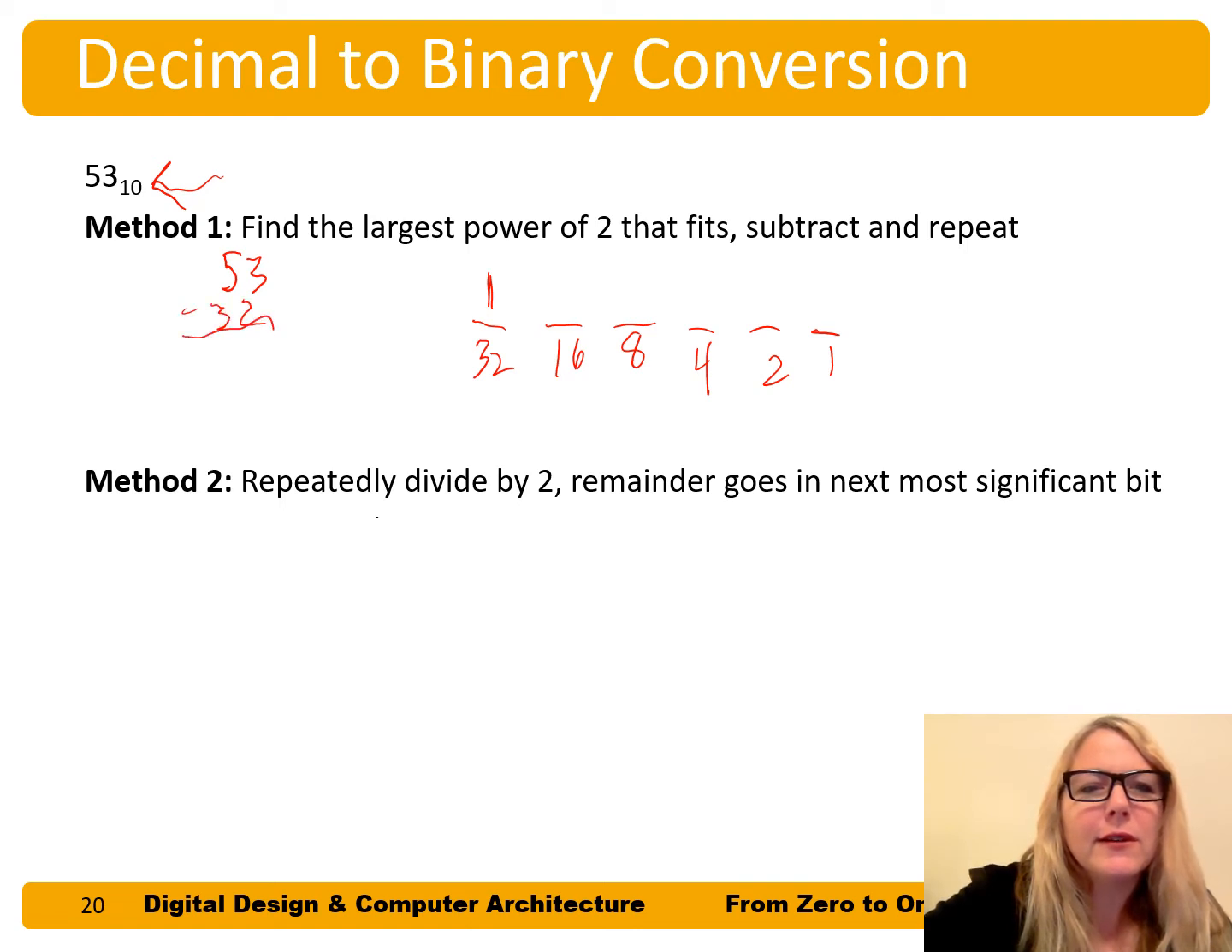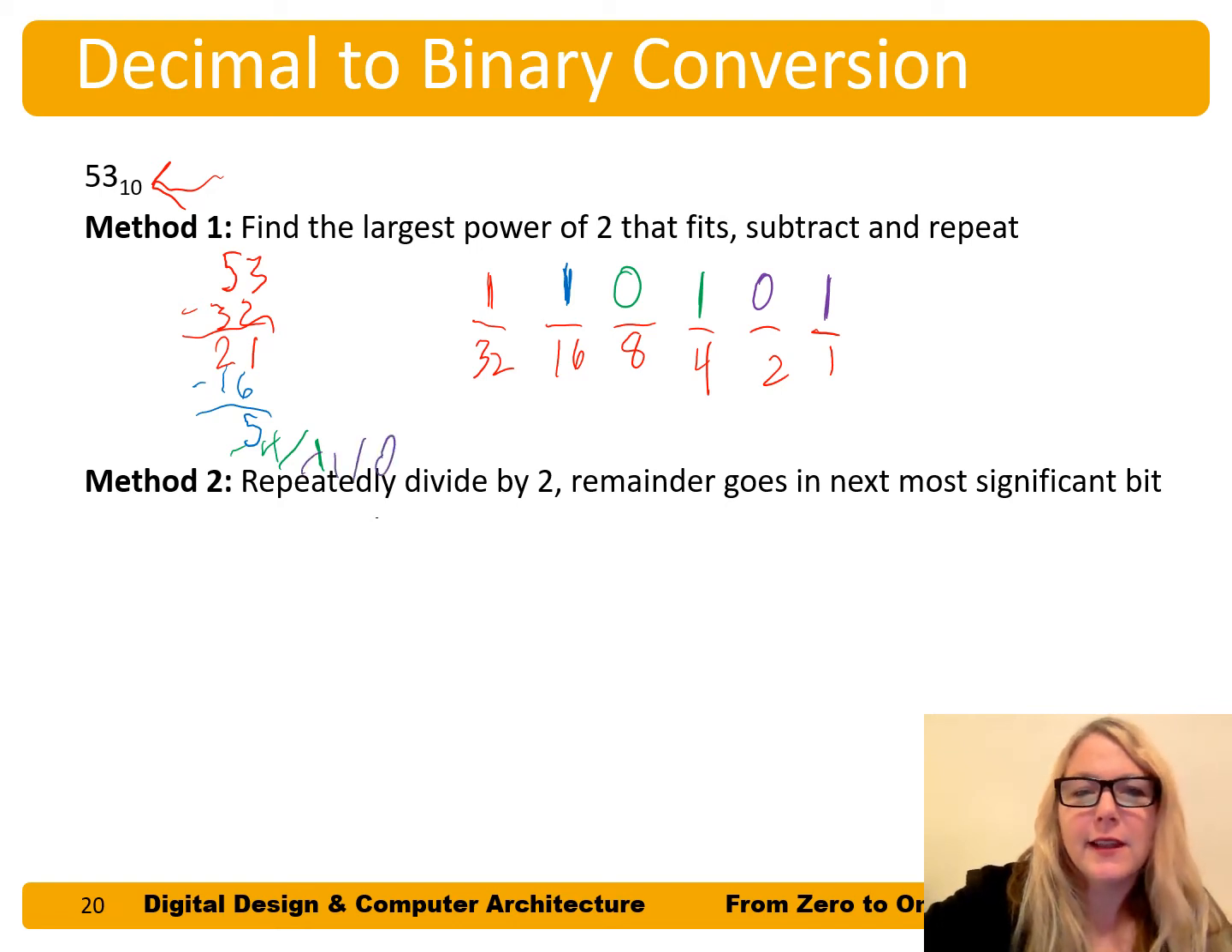So minus 32, we get 21. Okay, well, does 16 fit? Yeah, 16 fits into 21, so we put a 1 in that place. We get 5. Okay, 8 doesn't fit, so there's a 0 there, but 4 does. So we put a 1 in the 4's place. Subtract that from 5. We get 1. And finally, does 2 fit? No, but 1 does. And so we put a 1 in the 1's place. We get 1 minus 1 equals 0. And we get our binary representation of 53.